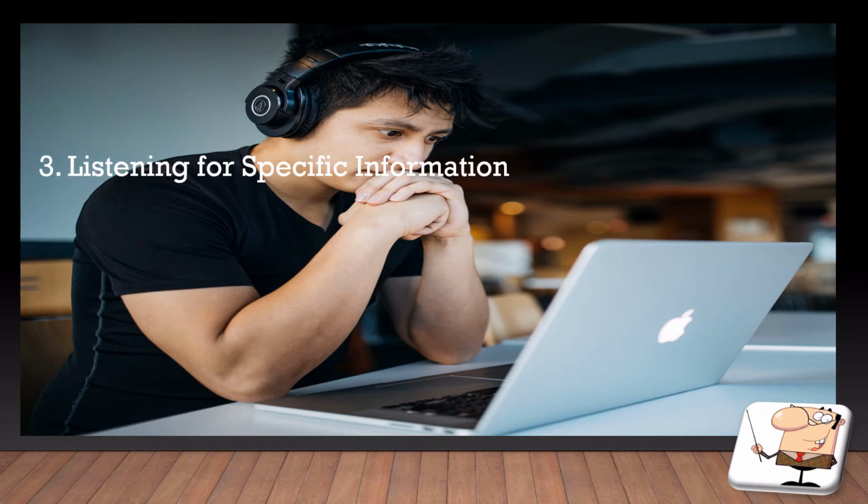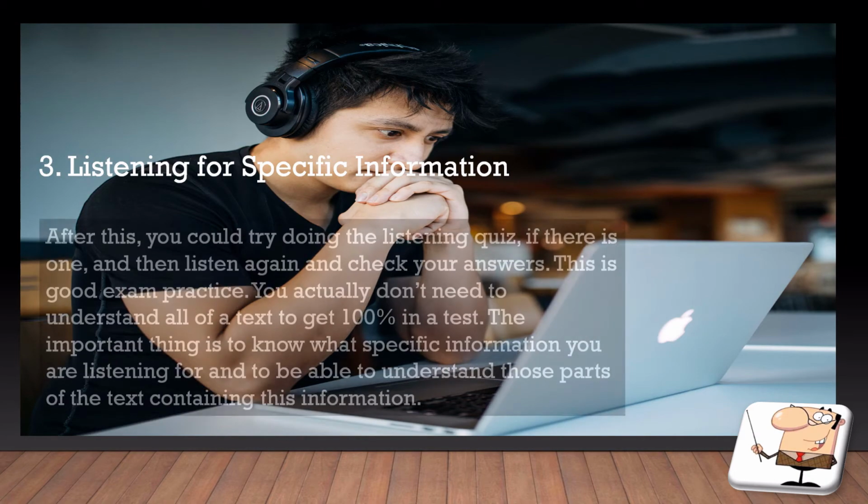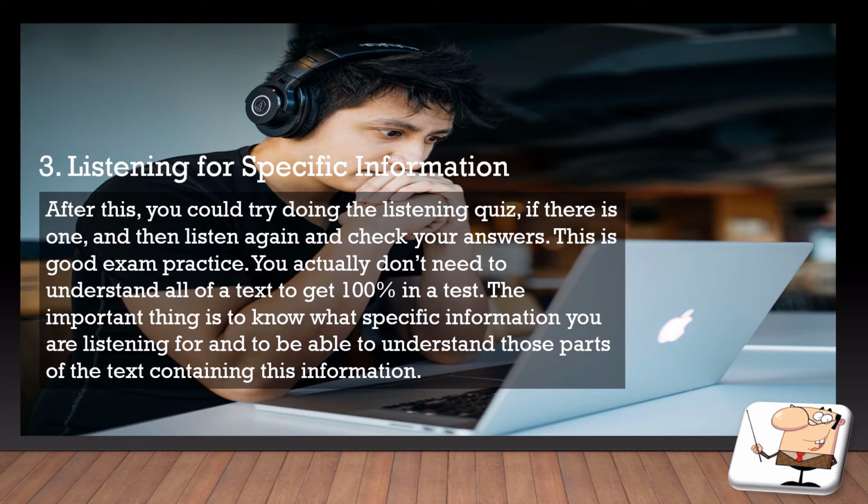Stage 3, listening for specific information. At this stage you could try doing the listening quiz, if there is one, and then listen again and check your answers. This is ideal exam practice, and it's worth knowing that you actually don't need to understand all of a text to get 100% in a test. The important thing is to know what specific information you are listening for, and then to be able to understand those parts of the text containing this information.